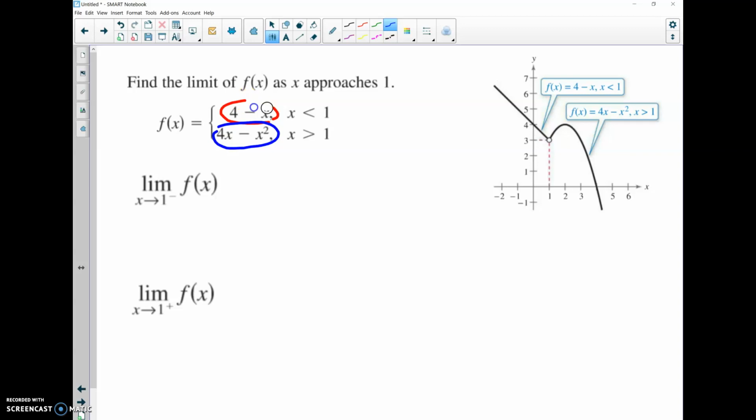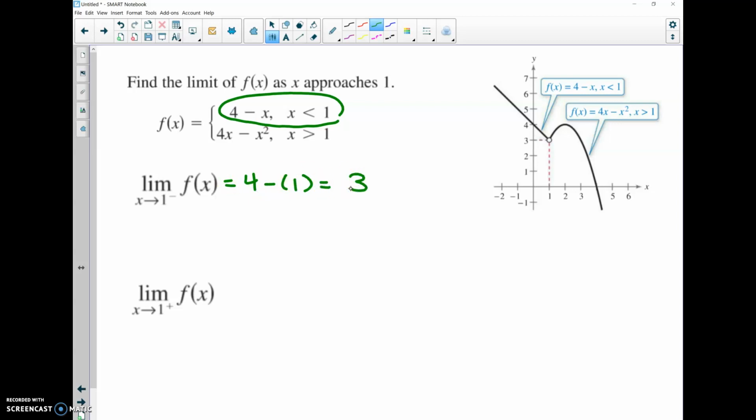So looking at 4 minus x and 4x minus x squared, we can use direct substitution. 1 isn't a domain restriction for any of them. I know x is not equal to 1 here, but we can still plug them in. So for the left-hand side, as x approaches 1 from the left, we're actually talking about all of these values, and we're going to use that function. So we're going to use direct substitution and plug in 1.